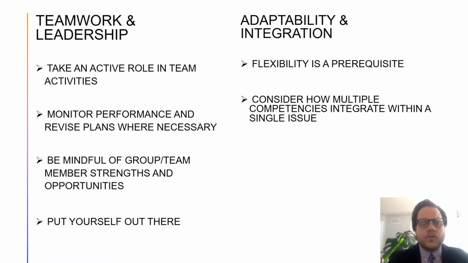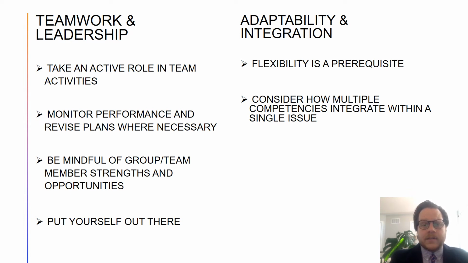And it's important to remember to take an active role yourself and encourage other people to take an active role in team activities, to make sure that you're seeing problems from as many perspectives as possible, and delivering the most complete and well-researched and well-debated and defined final product to your client. Along the way, you want to make sure that you're monitoring performance and revising plans where necessary.